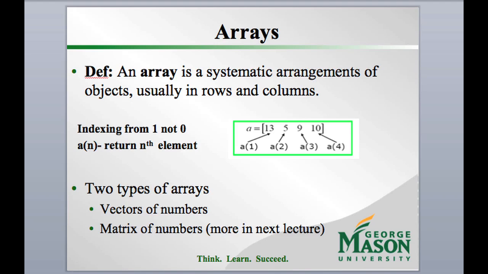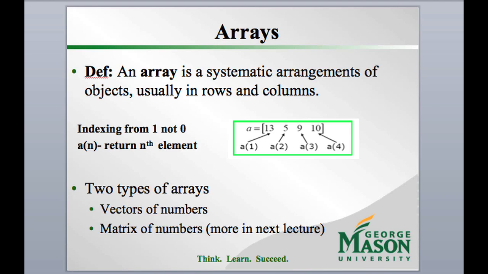MATLAB variables are arrays of numbers. An array consists of one element called a scalar. For example, x equals 2 has a value of 2, so that's a scalar. More commonly, x will assume a number of values, say from 0 to 5.